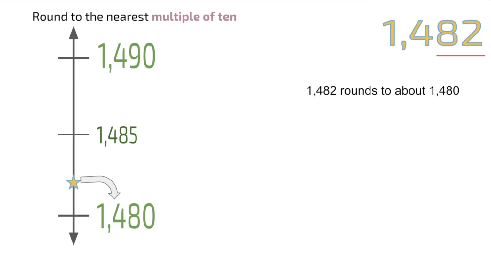Awesome. So I noticed that when we rounded to the nearest 100, it rounded to 1,500. When we rounded to the nearest 10, it was a different number. 1,480. So depending on what you're rounding to, nearest 10, nearest 100, your answer might change.